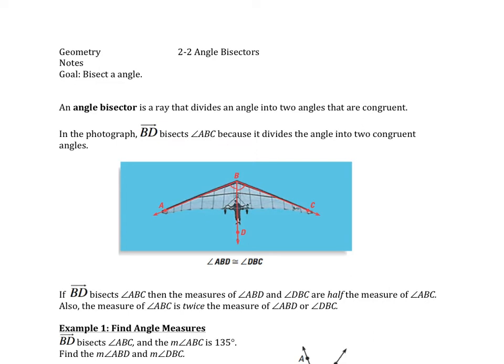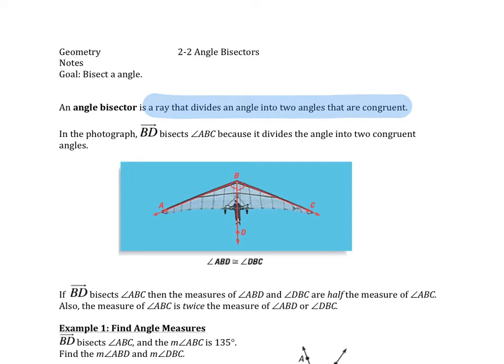So in this lesson, we're going to learn about angle bisectors. Just like we learned about segment bisectors, it's a line, a ray, a plane, a segment that bisects another segment, splits it into two even parts. An angle bisector is very similar. It's a ray that divides an angle into two angles that are congruent.